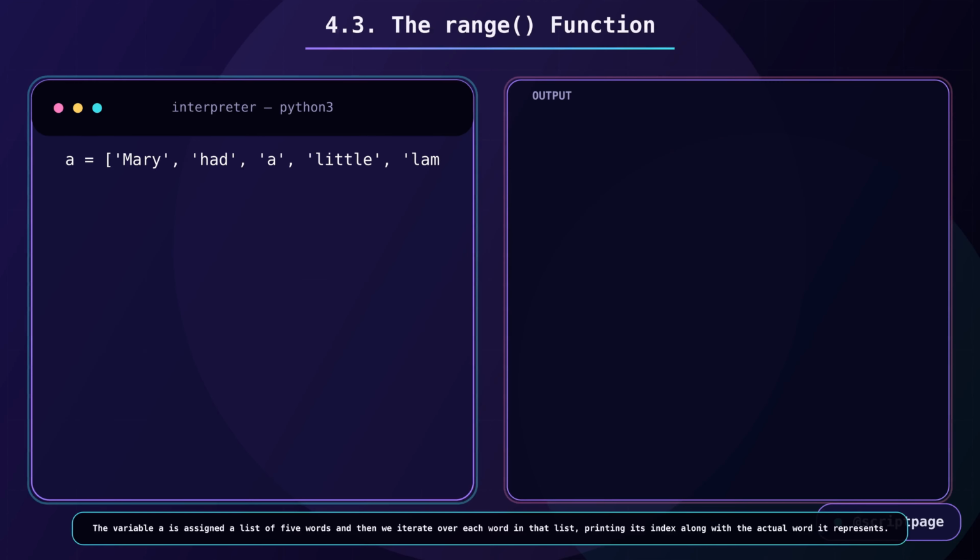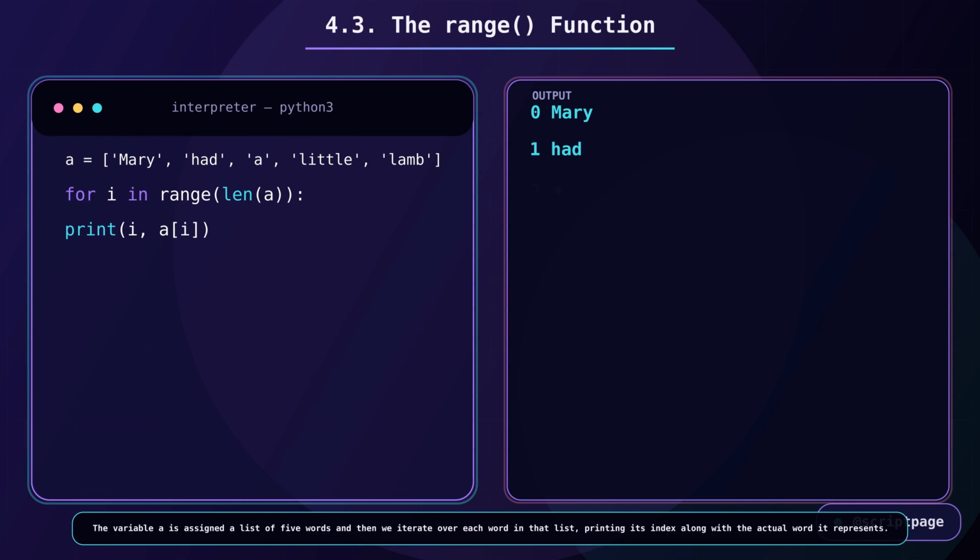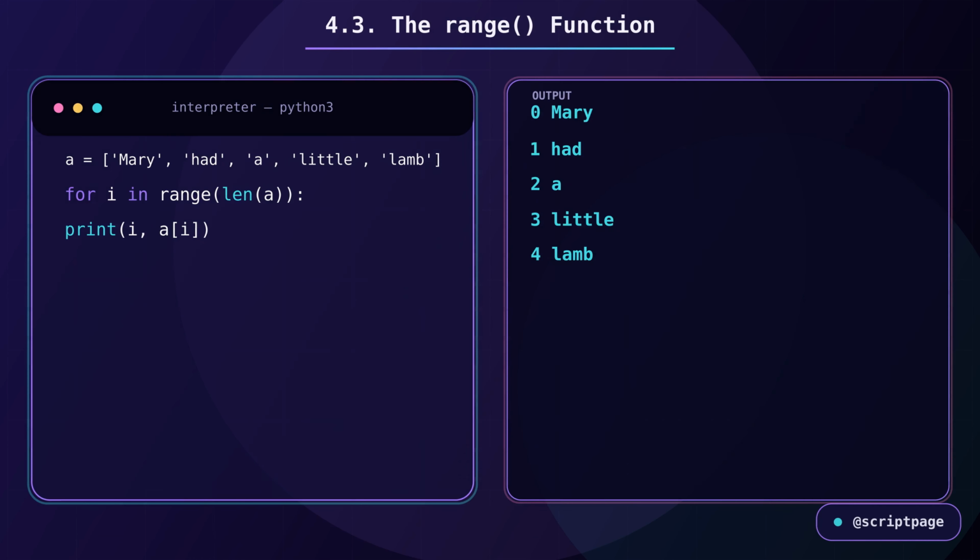The variable a is assigned a list of 5 words, and then we iterate over each word in that list, printing its index along with the actual word it represents.